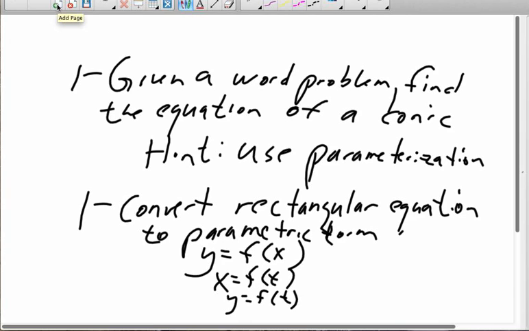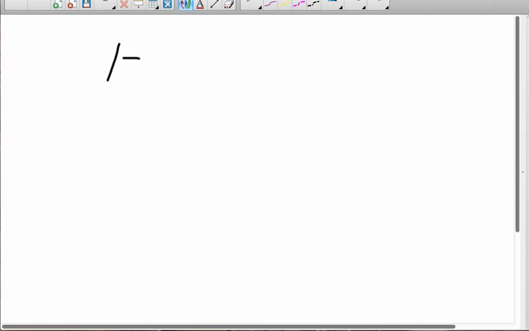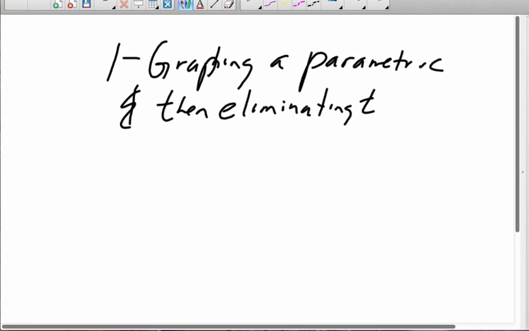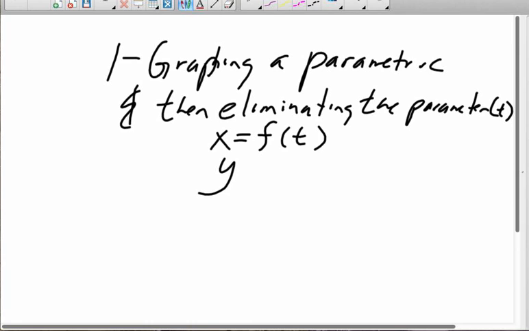And then the last problem is going to be graphing a parametric and then eliminating the parameter, which is usually t. So in other words, you're going to be given something like x is a function of t. It'll be basically the opposite of what you had before. y is a function of t. Then you graph these.